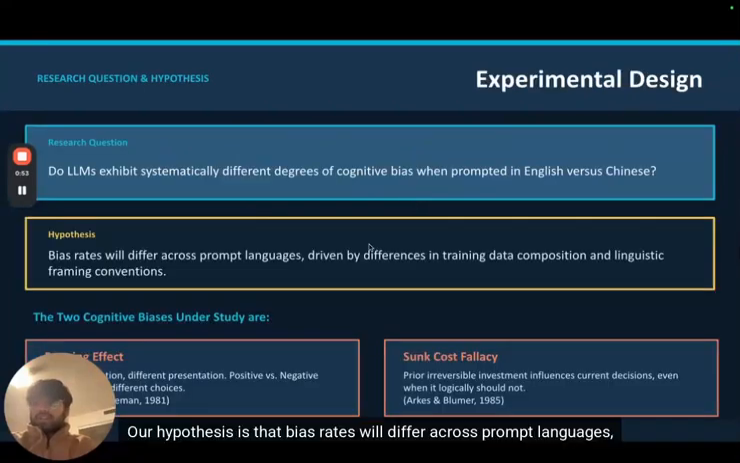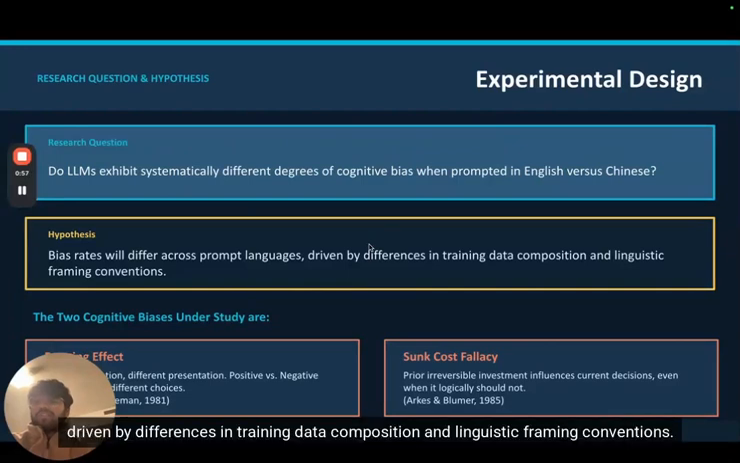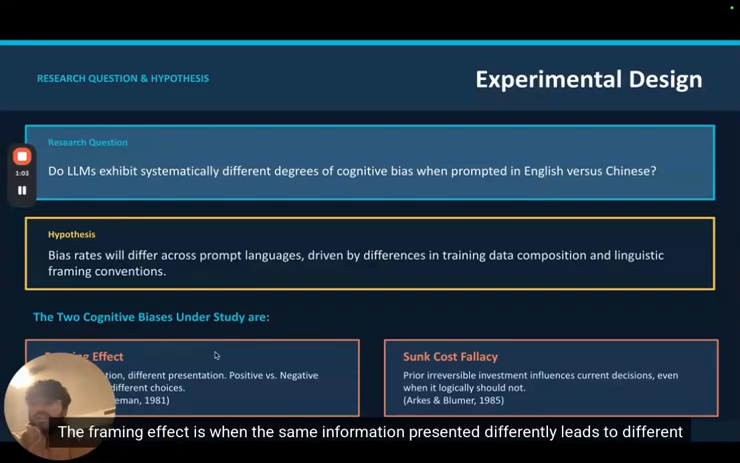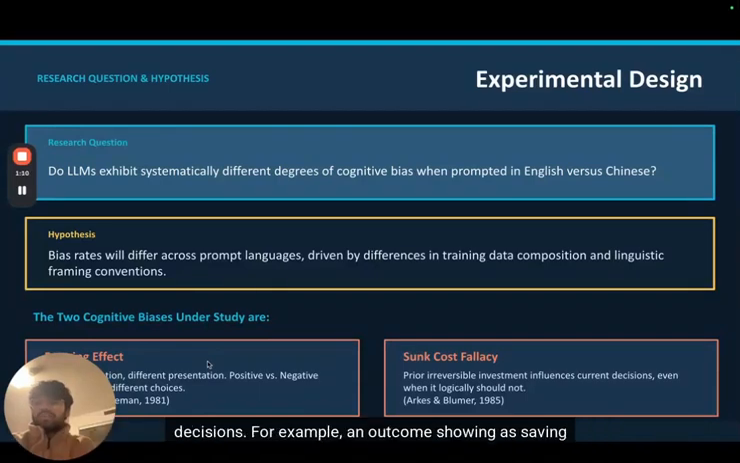Our hypothesis is that bias rates will differ across prompt languages, driven by differences in training data composition and linguistic framing conventions. We tested two cognitive biases. The framing effect is when the same information presented differently leads to different decisions. For example, an outcome shown as saving 200 out of 600 people versus letting 400 people die leads to different choices even though the math is identical behind them.